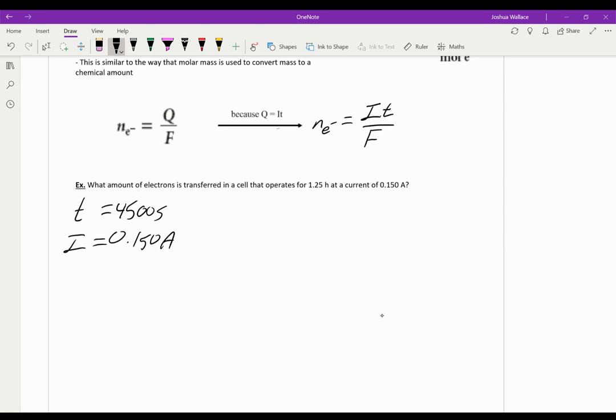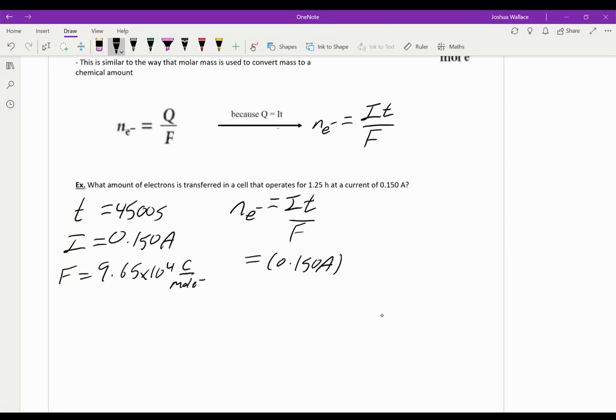I is 0.150 A, and F is 9.65 times 10 to the 4 coulombs per mole of electrons. So we use the formula that we have just listed. Number of moles of electrons is equal to IT over F, which is 0.150 A times T, which is 4,500 seconds, over 9.65 times 10 to the 4 coulombs per mole of electrons.